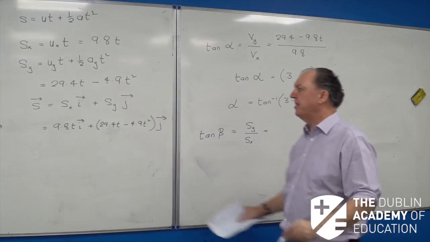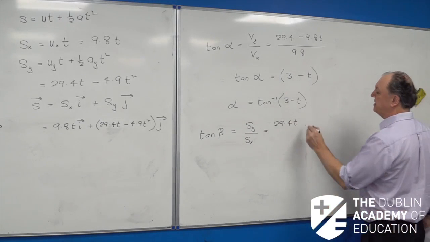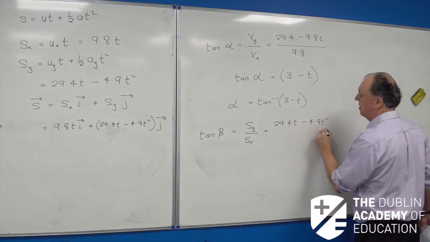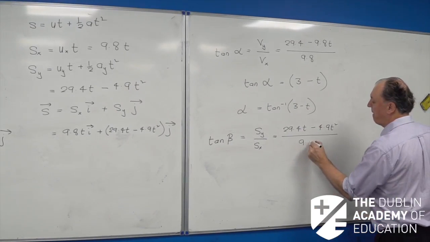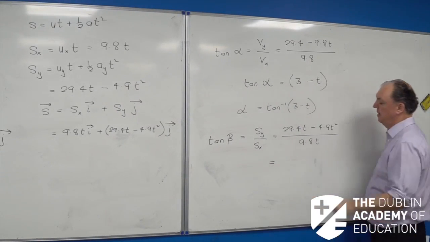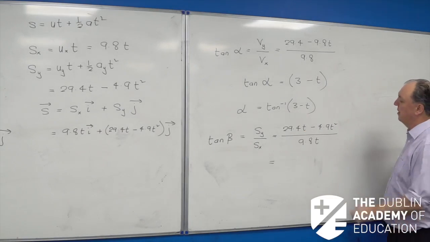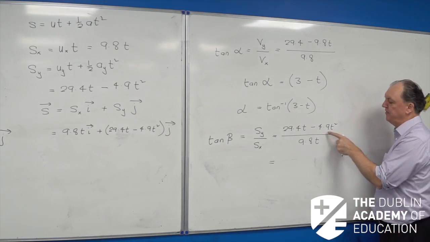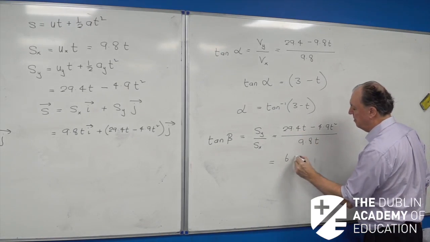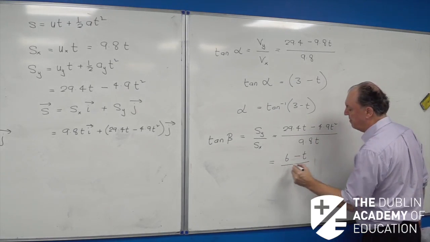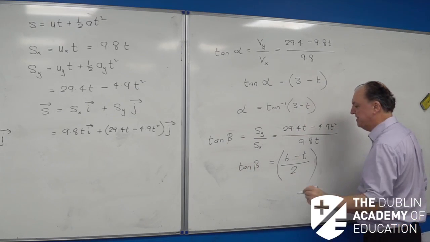Sy is 29.4t minus 4.9t squared, divided by Sx, 9.8t. You can divide the t into each term above. Actually, I'm going to divide all the numbers by 4.9. So I will get 6 minus t divided by 2. That's what tan beta is: 6 minus t divided by 2.